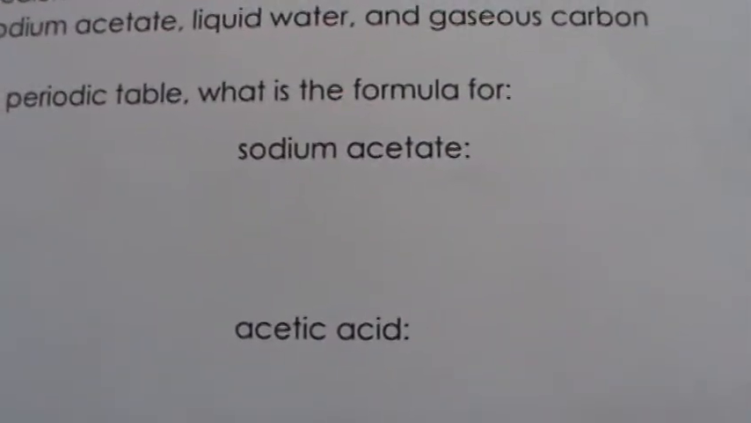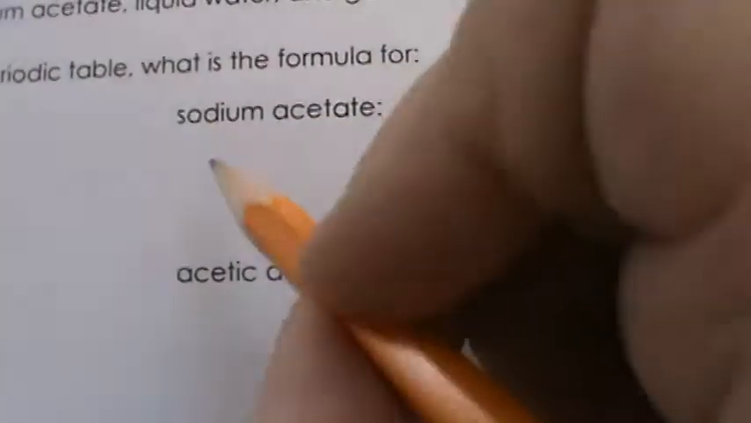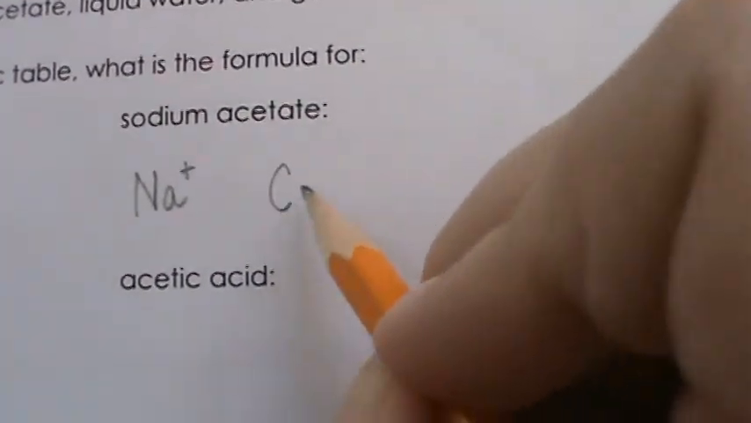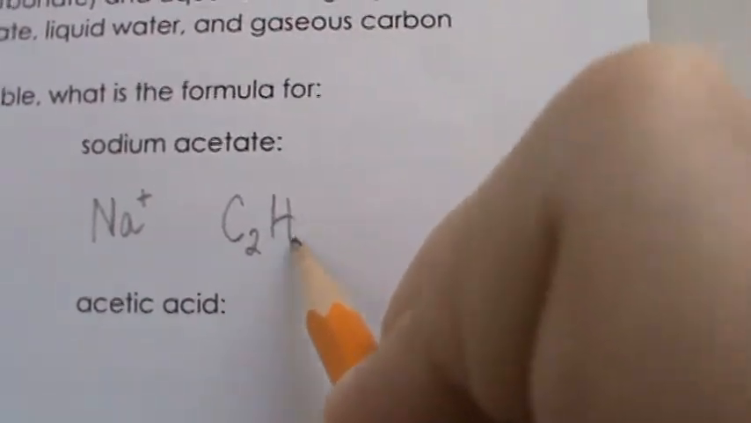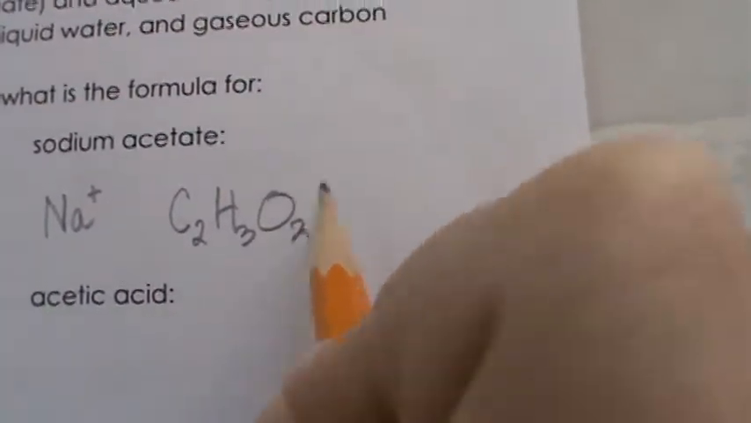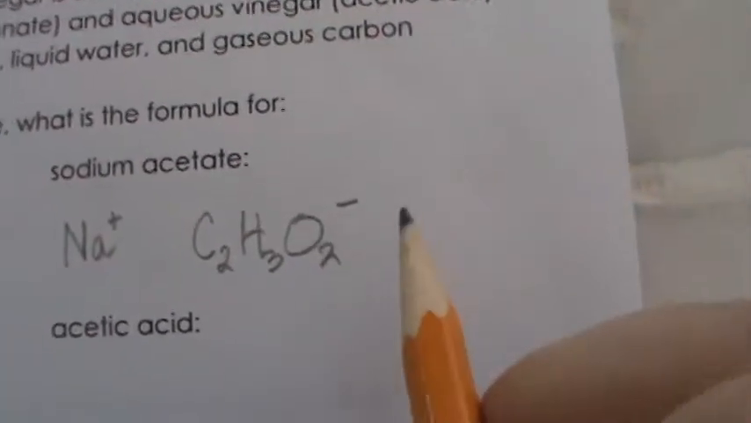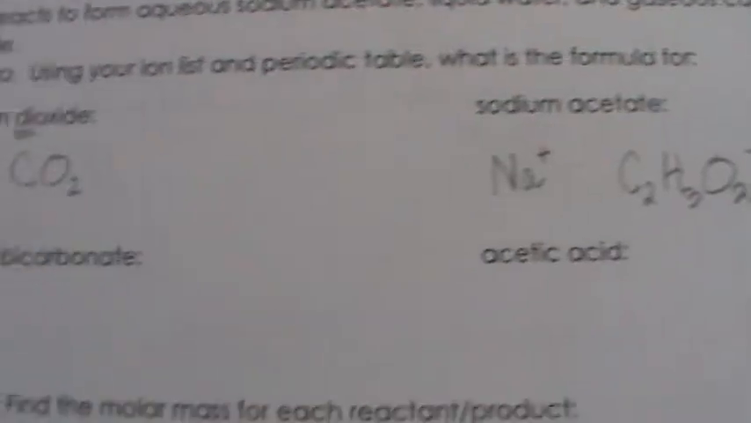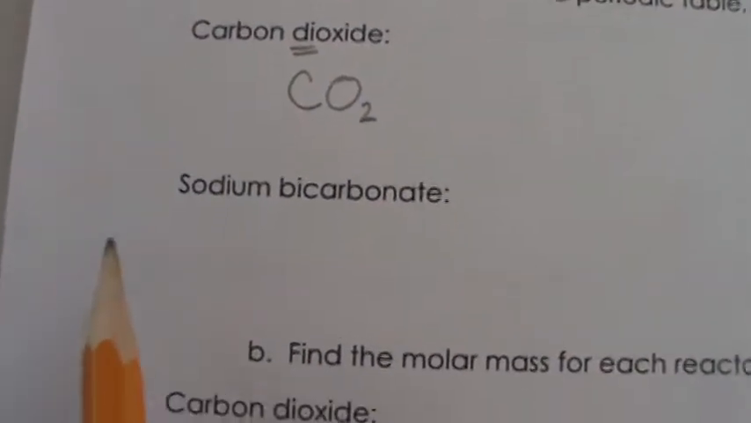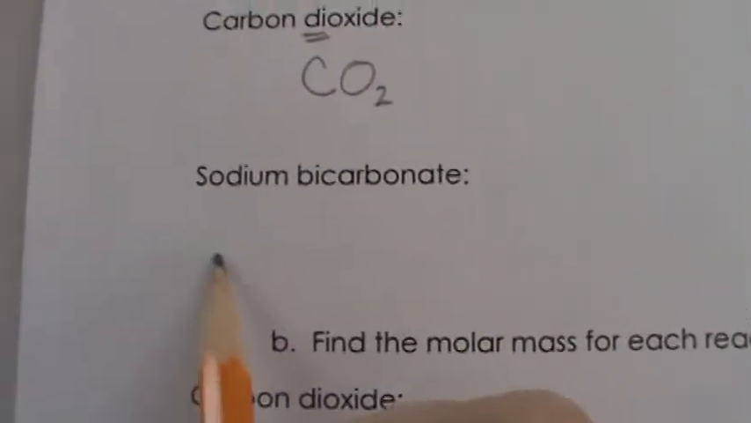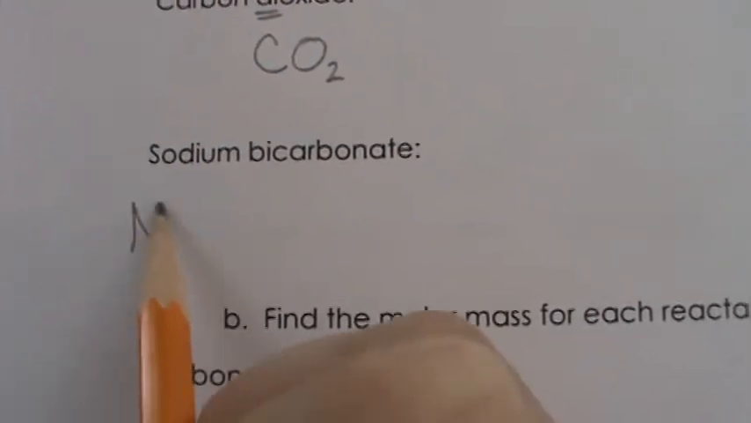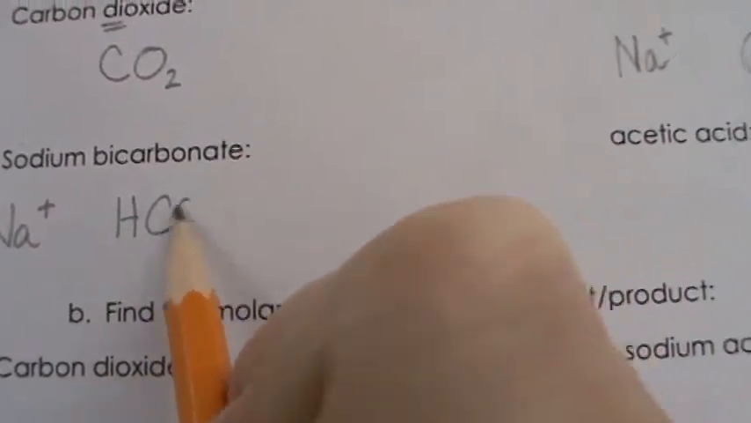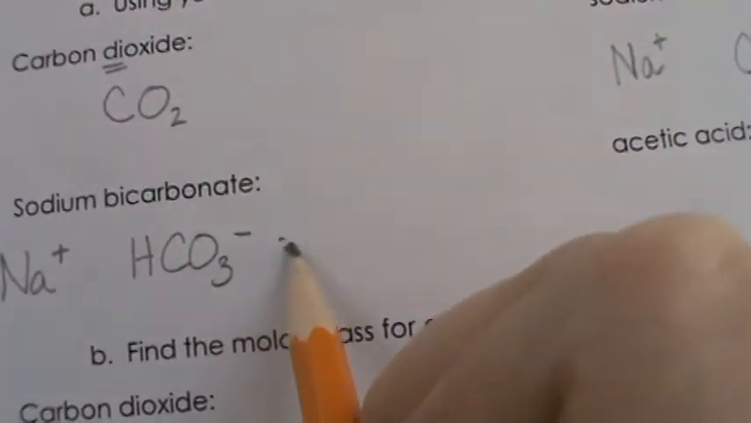And now here we have sodium acetate. So this is based on the sodium ion and the acetate ion, C2H3O2 minus, okay? Now you need to balance these and come up with the overall formula. And the same thing, we have sodium bicarbonate here, and this is the sodium ion paired with the bicarbonate ion, HCO3 with a 1 minus charge.